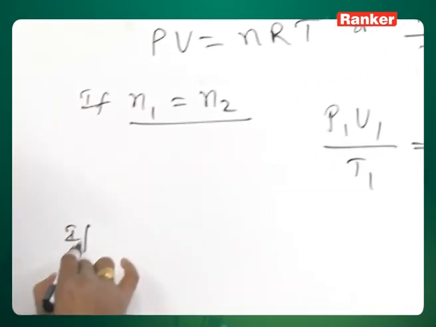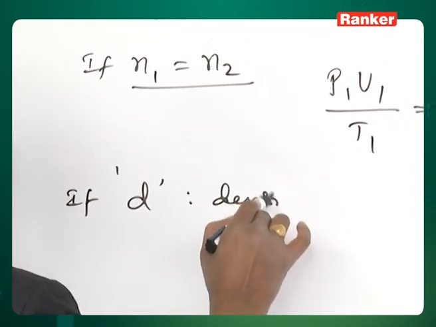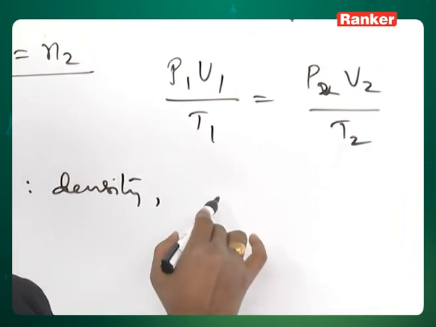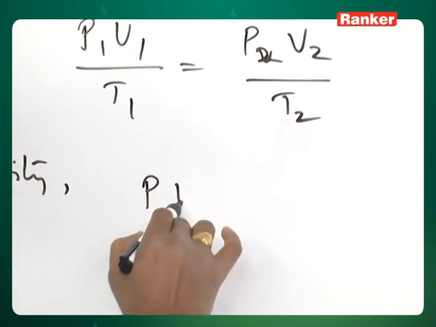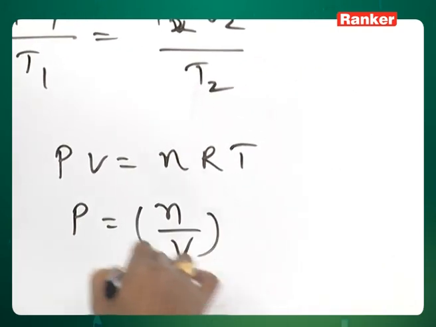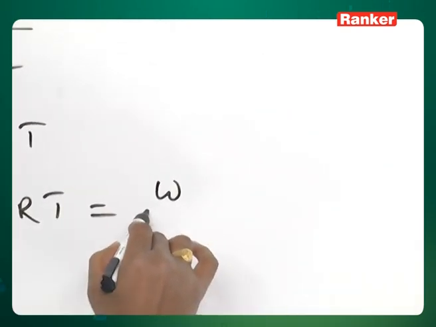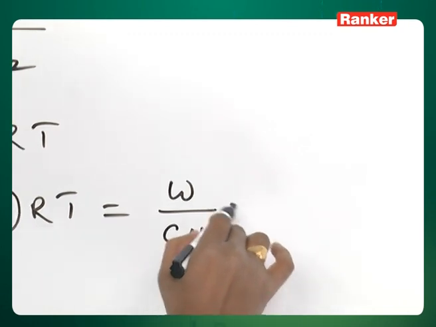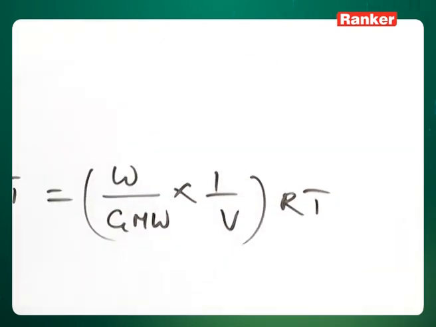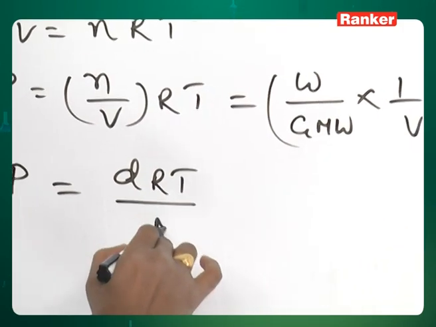and if d is the density of gas, then you can have PV is equal to nRT. What you can write is n by V RT. This is equal to number of moles is weight by gram molecular weight. So, weight by gram molecular weight into 1 by V into RT. Weight by volume is nothing but density. So, it is dRT by M.